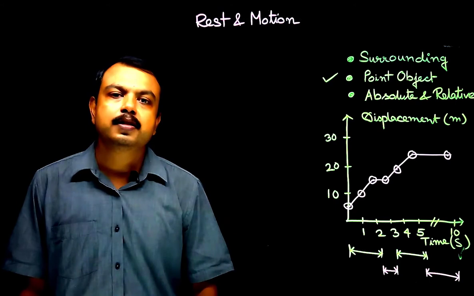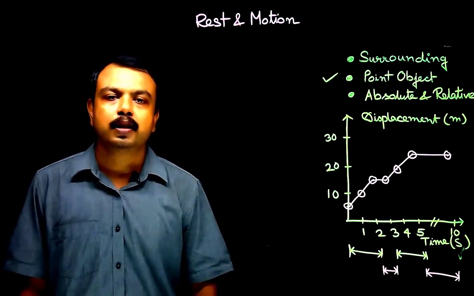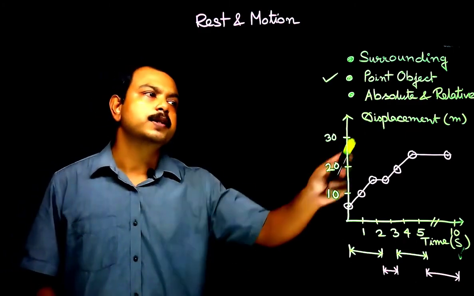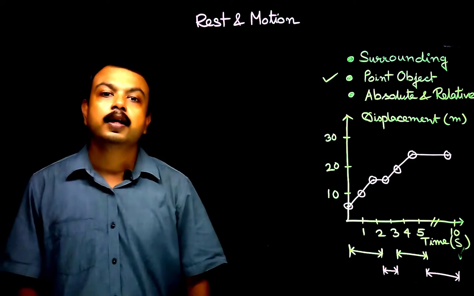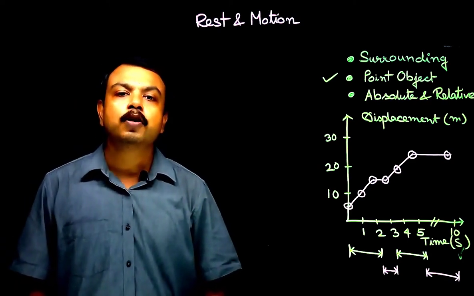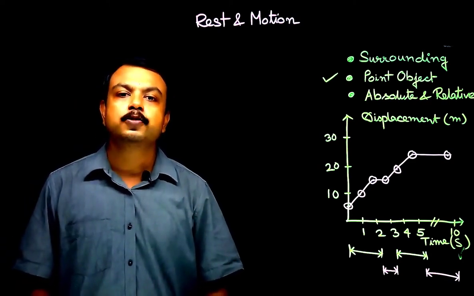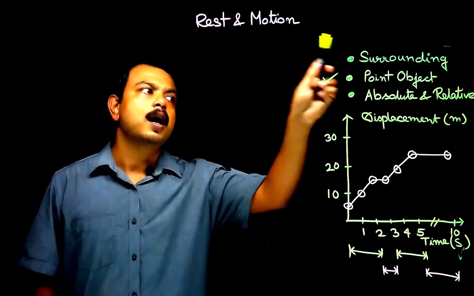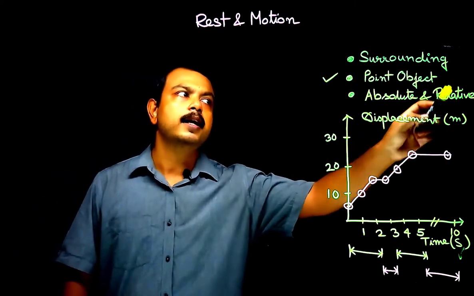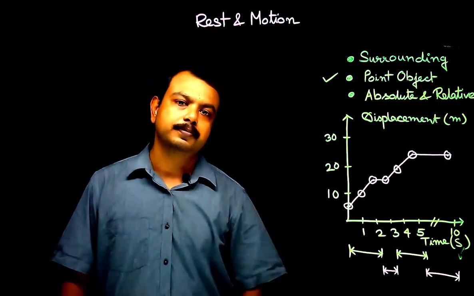If we can compare the state of an object with respect to a point which is truly stationary, then the state of the object is going to be absolute. However, in this universe, we do not have any such point which is truly stationary. Hence, all the observations related to rest and motion are relative to the observer and depend on surrounding.